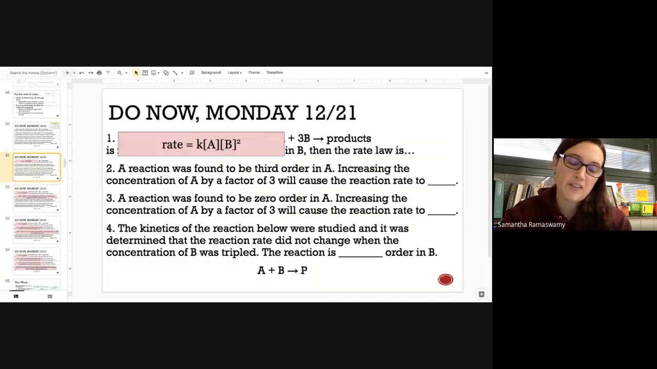Now, if you put the 1 after A, that's fine. But your rate law for number 1 is rate equals K times the concentration of A times the concentration of B squared. Your exponents are your orders.